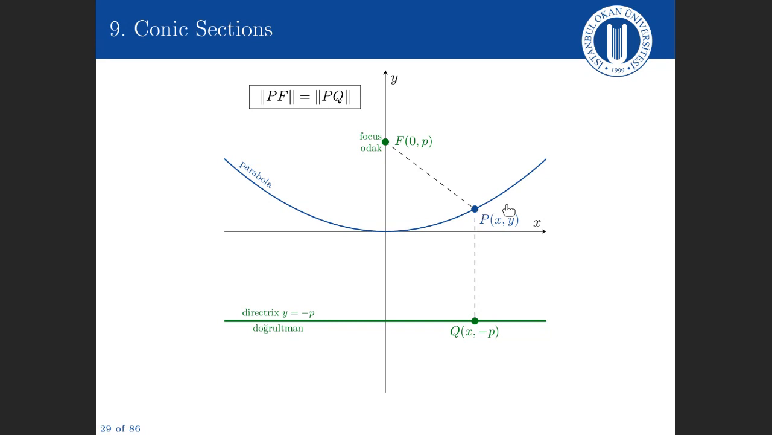If I take a point P anywhere on the parabola, it doesn't have to be here, it could be anywhere. Could be this one, could be this one, just any point along the blue parabola. And then if I go straight downwards until I get to the directrix, I'm going to call this point Q. And this point would have coordinates x, minus p. The rule for a parabola is that the distance from P to the focus must be the same as the distance from P to the directrix.